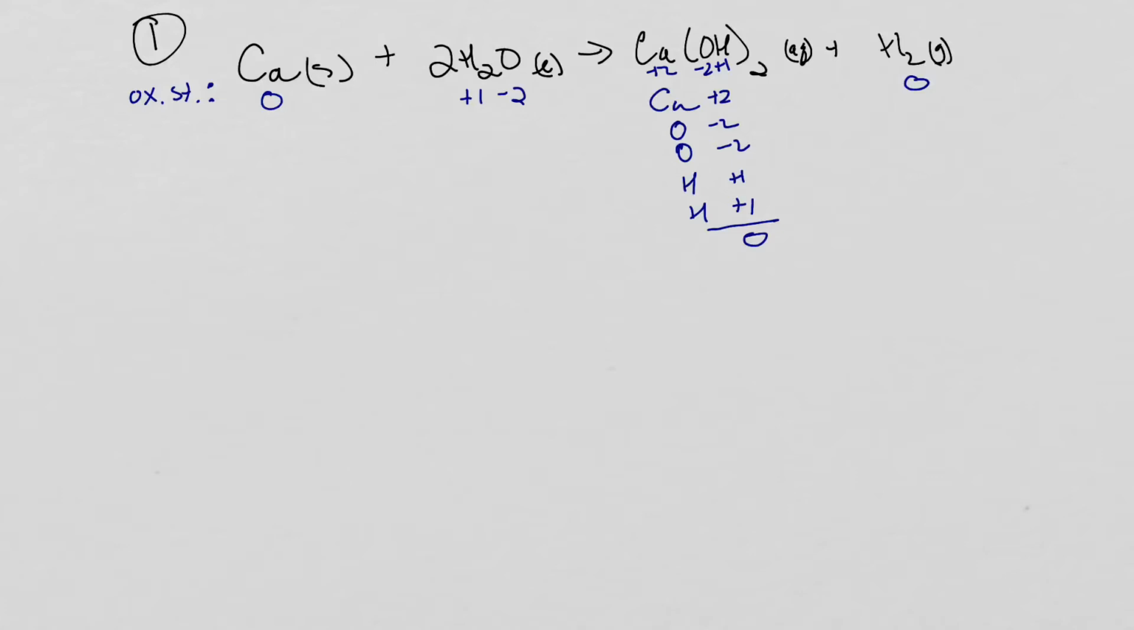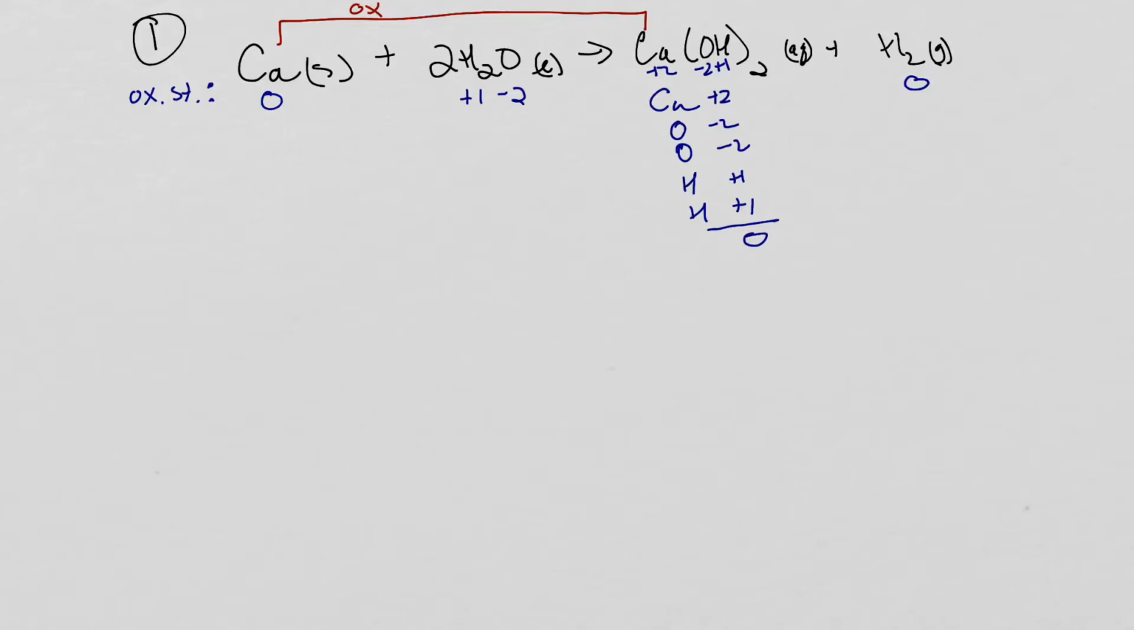So we can first easily see that calcium goes from 0 to positive 2. Now, that's an increase in oxidation state, so a more positive oxidation state, which would indicate the losing of electrons or the oxidation. Right, so calcium is undergoing the oxidation.